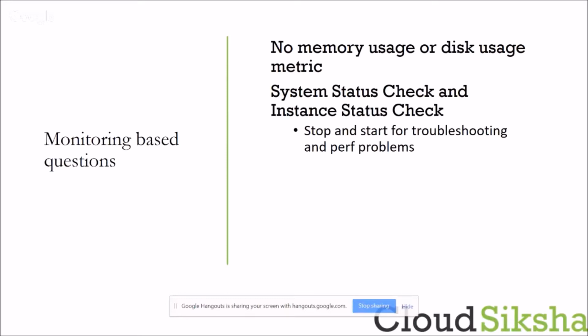So if you shut down and restart, you may be placed on a different instance where you'll get back your original speed. It's possible. So these are some things. To troubleshoot or to overcome performance problems, sometimes you can just stop and start. Of course, it depends on the instance.